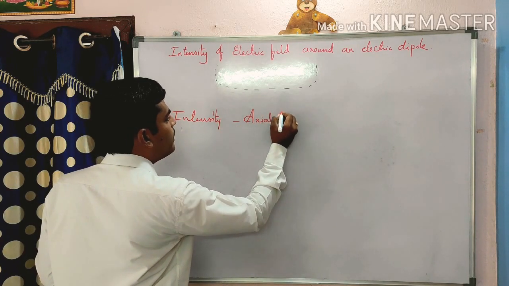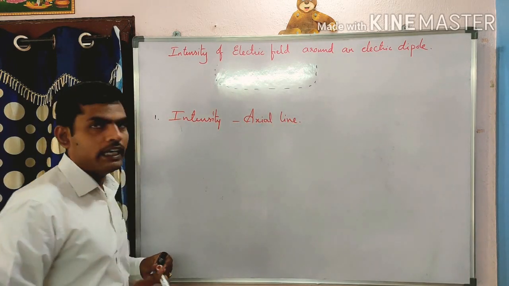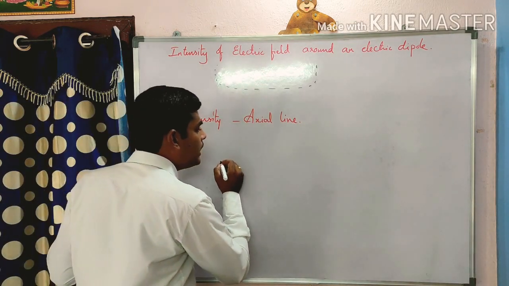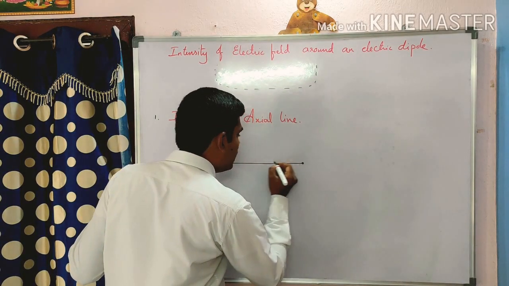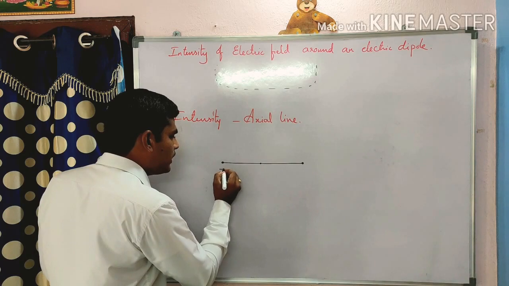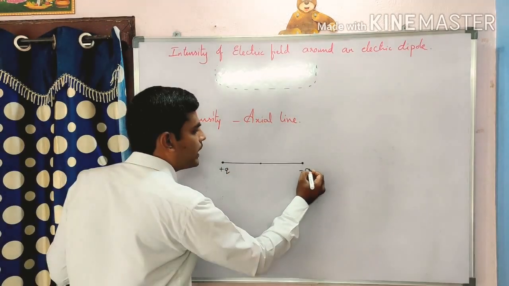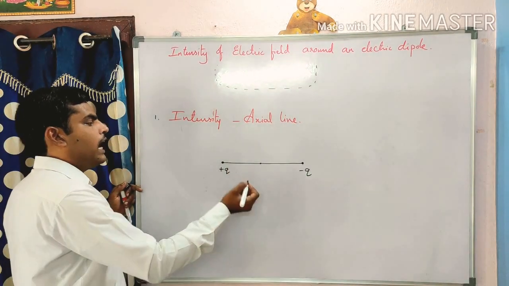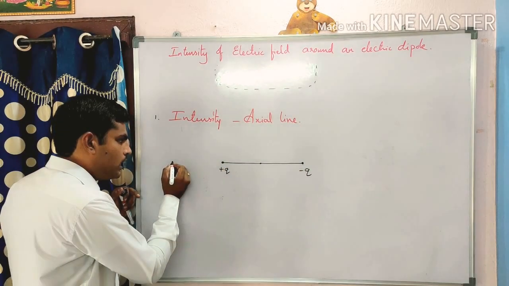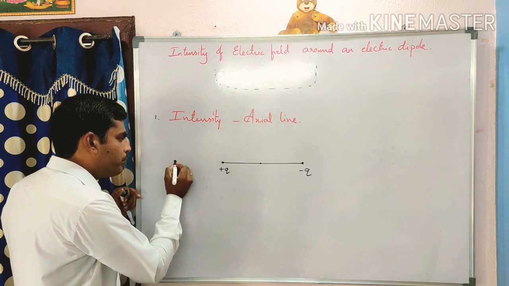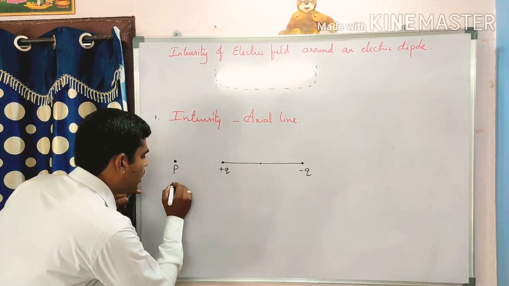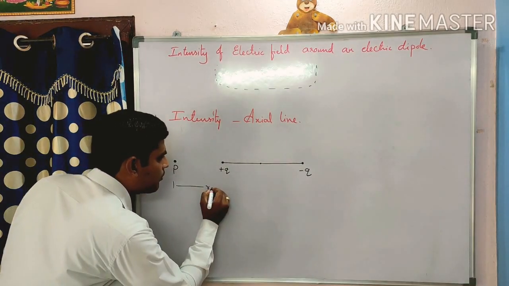What is an axial line? An axial line is an imaginary line passing through the charges. This is an axial line. Suppose this one has a positive charge and this one has a negative charge. This is the axial line which is passing through the two charges. And here I suppose a point P, at a distance r from the center.